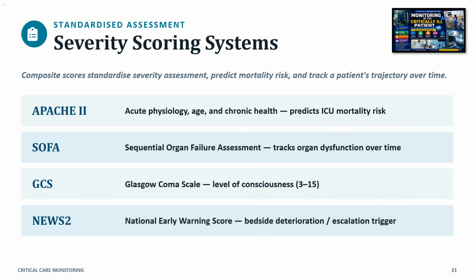SOFA. Sequential organ failure assessment, tracks organ dysfunction over time. This is useful as rising SOFA scores indicate worsening organ failure and poor response to treatment. GCS. Glasgow Coma Scale, level of consciousness, 3 to 15. This provides a quick standardized assessment of brain function and helps detect deterioration. NEWS 2. National Early Warning Score, bedside deterioration, escalation trigger. This is because it aggregates vital signs to provide early warning of clinical deterioration needing urgent review.